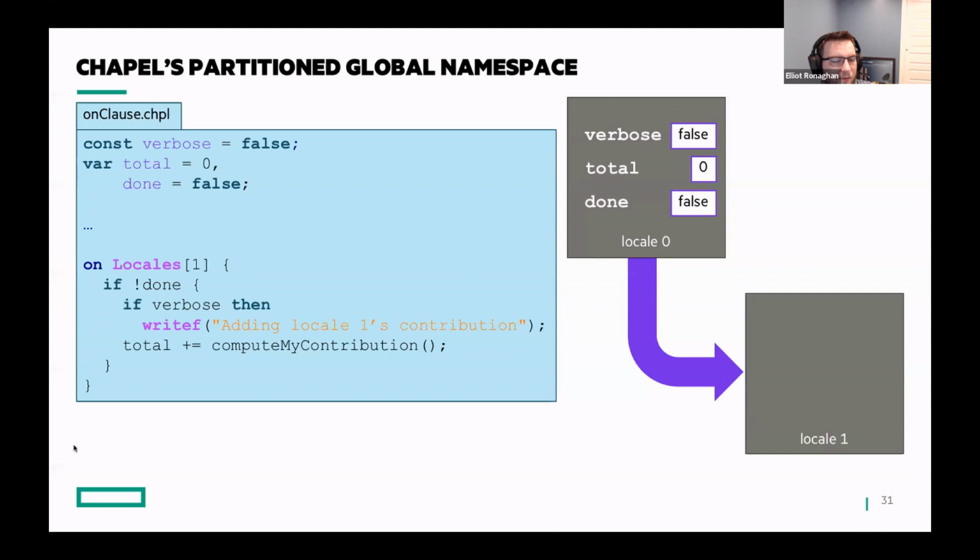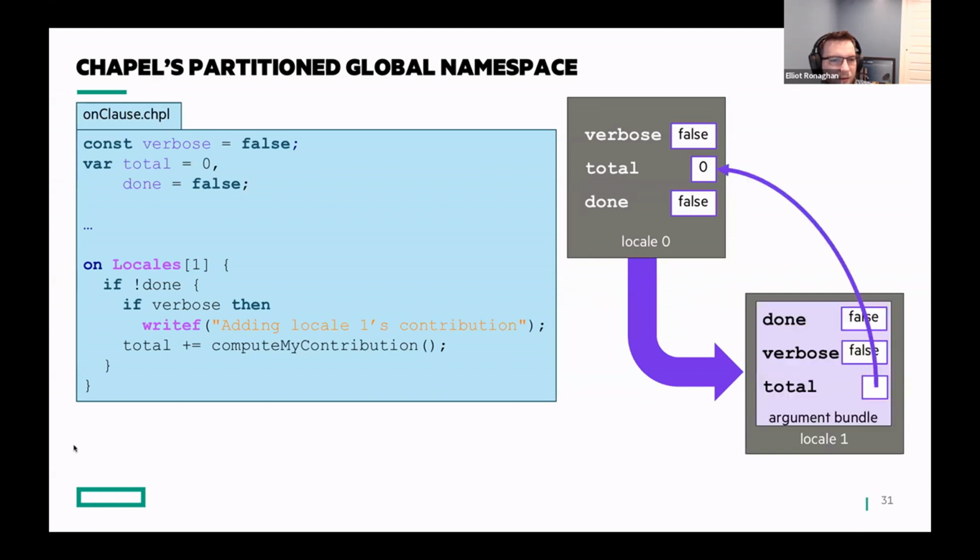And here what's happening under the covers is a logical migration of this task to locale 1. Then for the memory it's referring to, it'll make a copy of verbose and done. It can do this because verbose is constant, so we know it can't change. And for done, the compiler is able to analyze and see, according to the memory consistency model, that nothing here is changing done. So it's also safe to send along with the argument bundle that makes up the on statement, or the active message that's used to implement it under the covers.